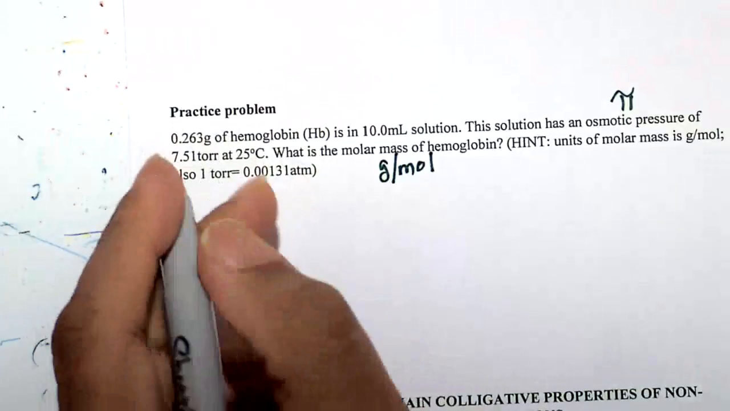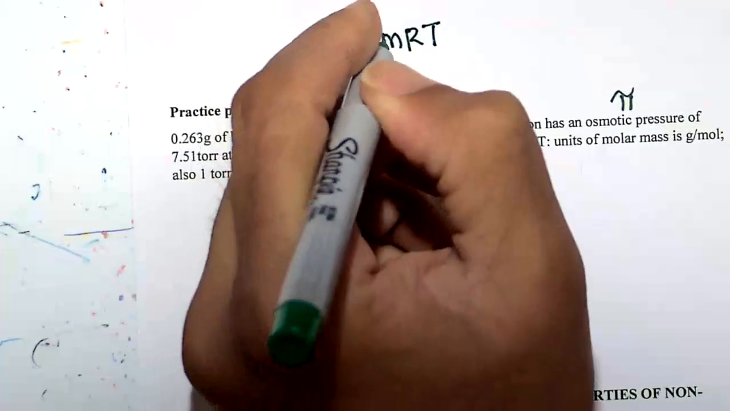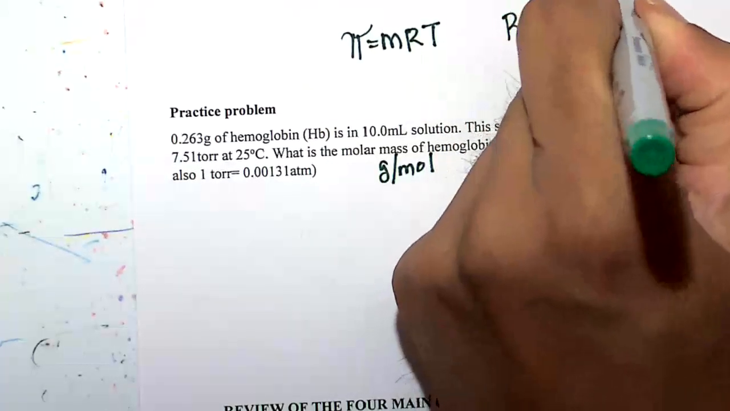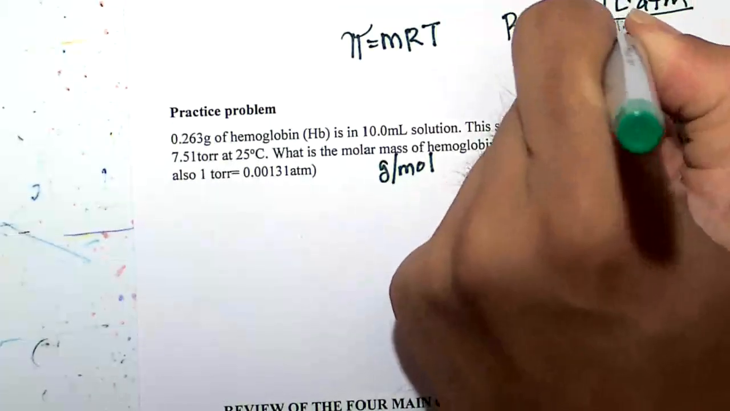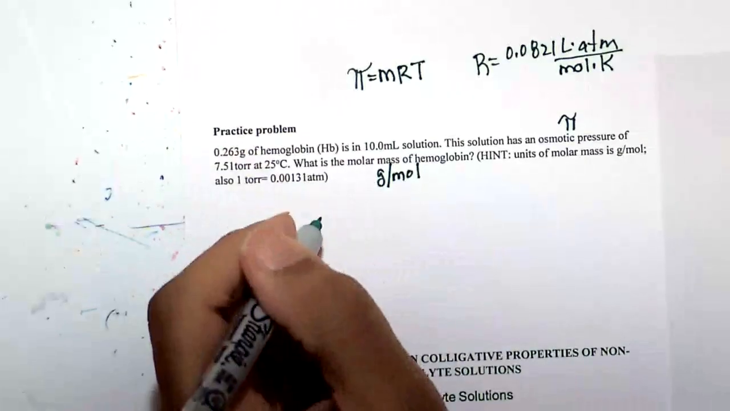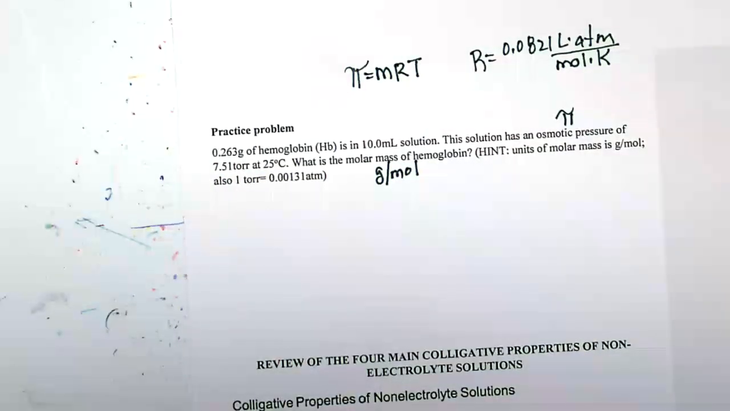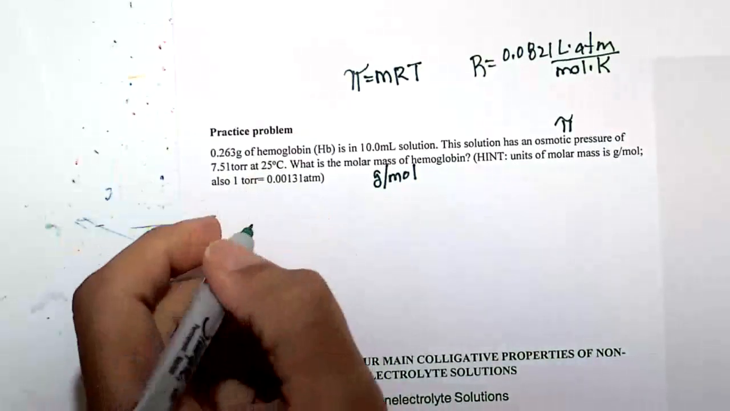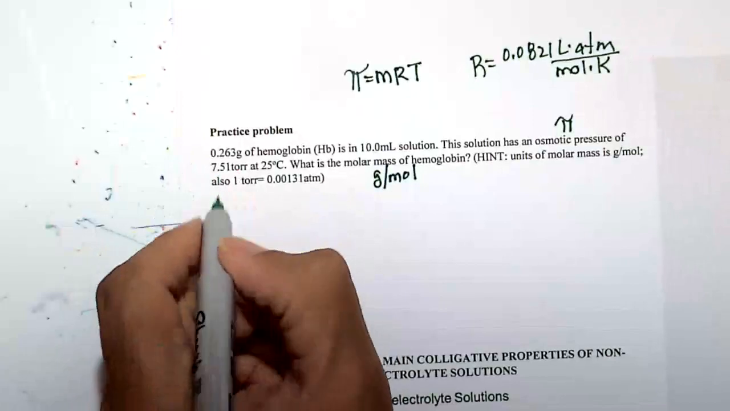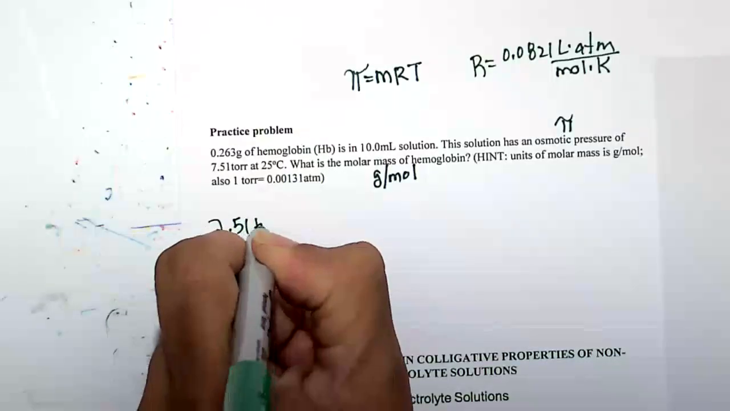Okay. And so our equation is pi equals MRT. I'll give you this equation on the exam, and I'll definitely give you R. All right, the first thing I would do here is take this torr, which is a unit of pressure, and convert it to atmospheres, because R is in atmospheres, our constant.